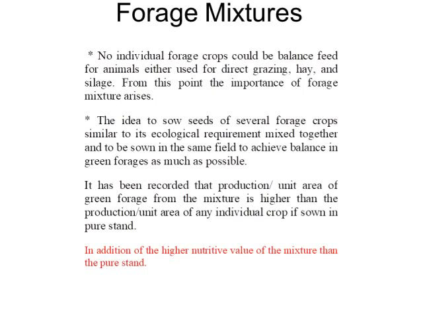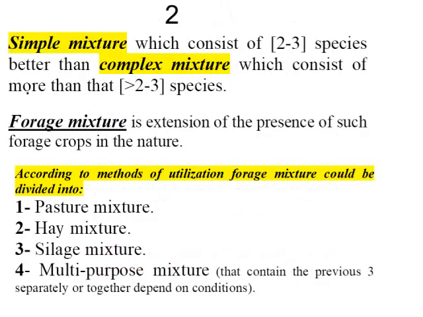In addition to the higher nutritive value of the mixtures than the pure stand, there are several advantages. First, let's clarify that there are simple mixtures, which consist of 2 to 3 species, which is much better than complex mixtures that consist of more than 3. It could be 4, 5, up to 6, because it's easier to take care of few components rather than a large number of crops. So mixtures are an extension of the presence of such forage crops in nature.